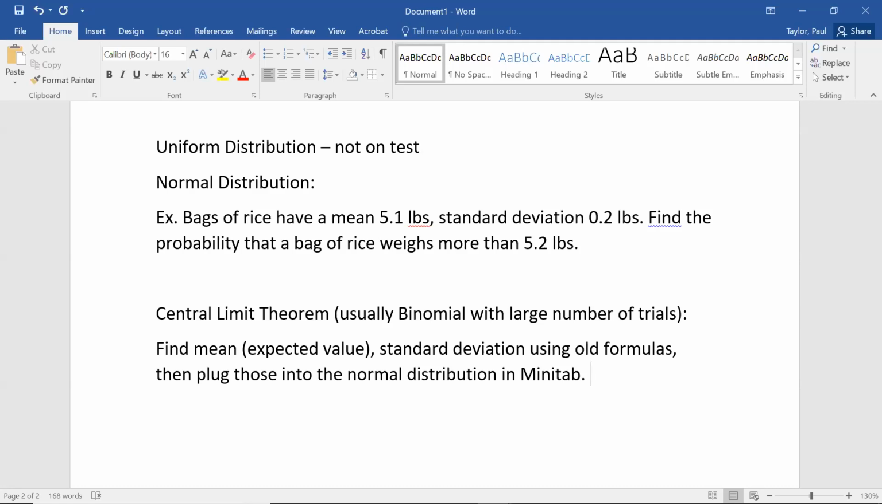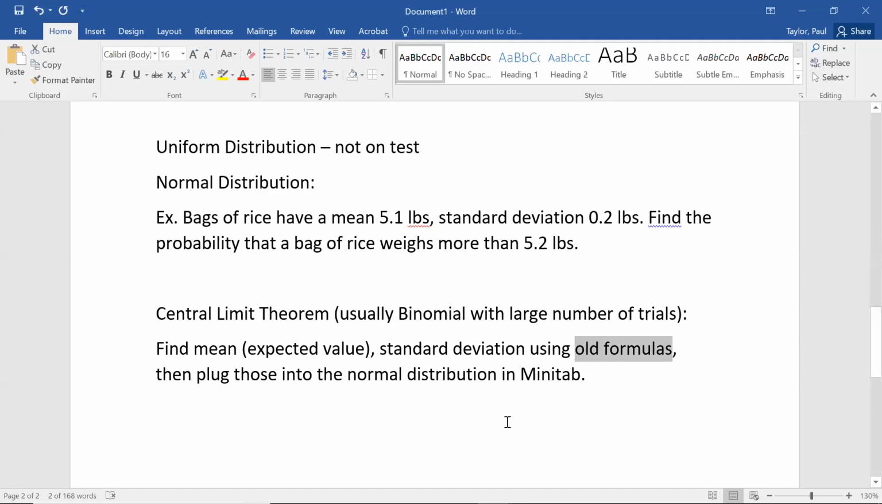Okay, so I wanted to mention central limit theorem because it did have its own chapter and it was on my list of topics, but really it's just another normal distribution question with one extra step where you have to use some old formulas for binomial or whatever to find your mean and standard deviation.